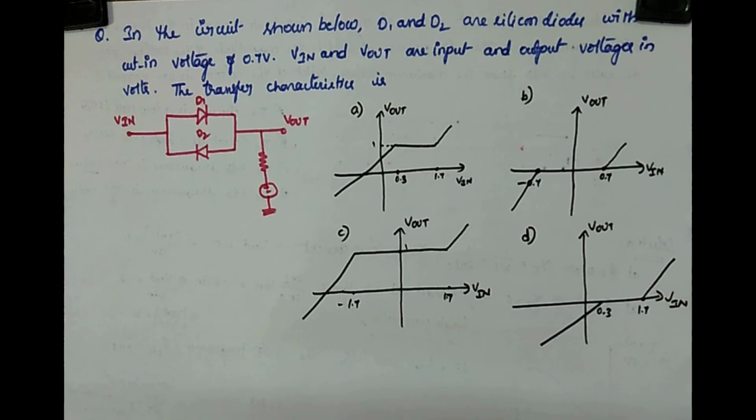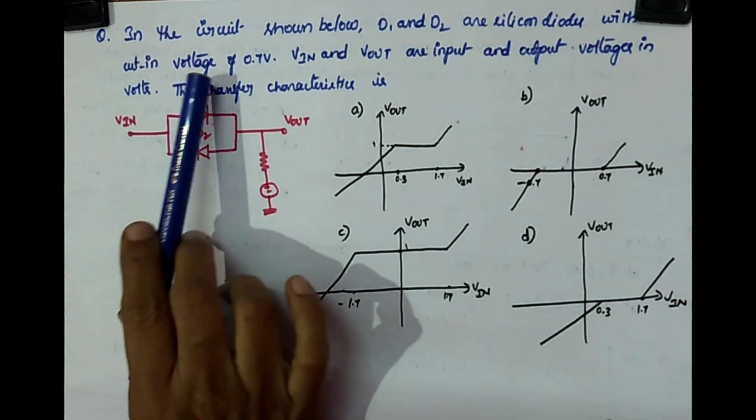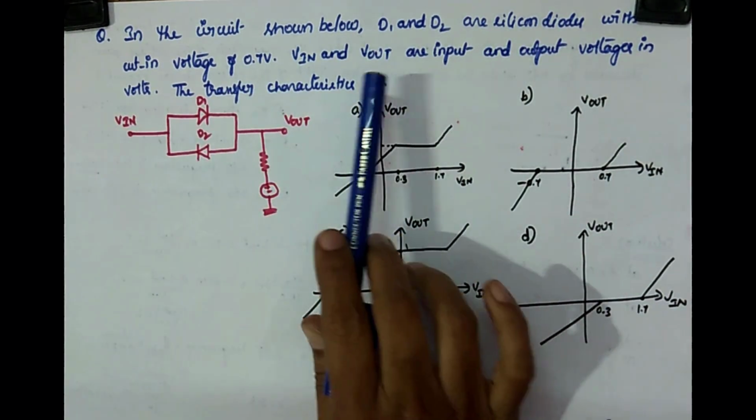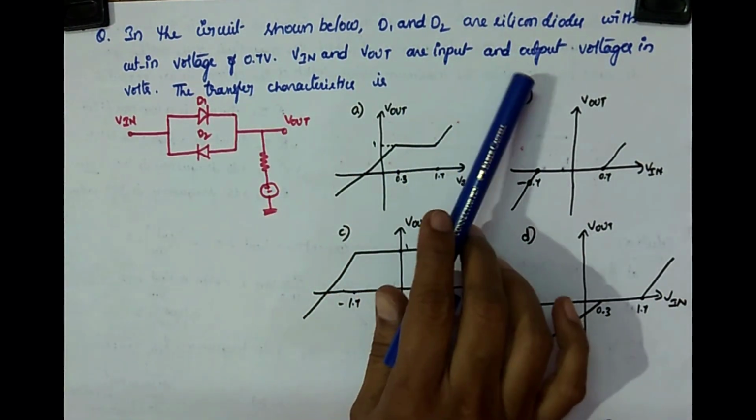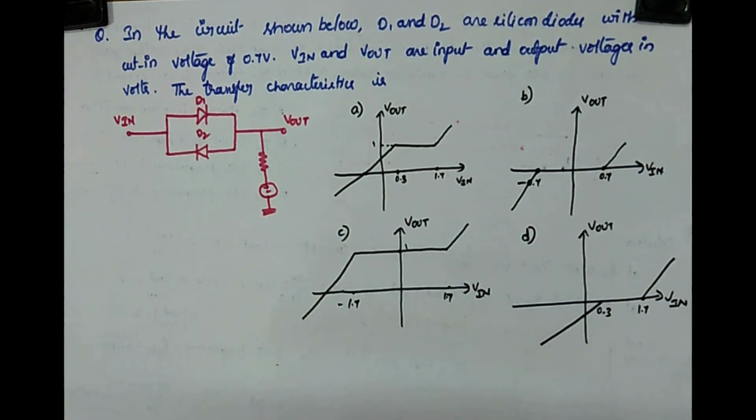All of you. Today's GATE question is: in the circuit shown below, D1 and D2 are silicon diodes with cut-in voltage 0.7 volts. Vin and Vout are input and output voltages in volts. The transfer characteristic is... It is a question under analog electronics. From today onwards, I am going to cover analog electronics questions.